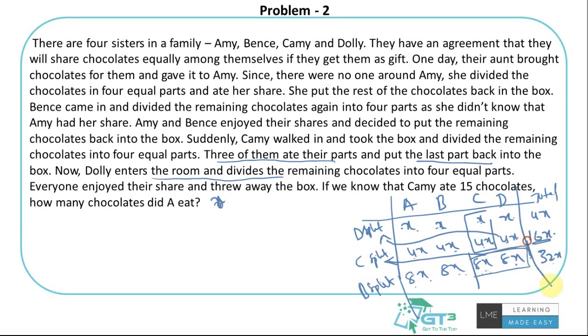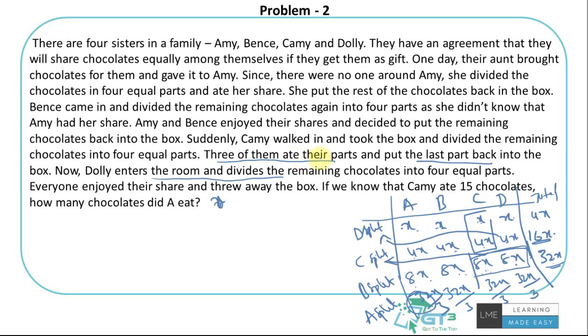Now, what happened when A split? What would A have done? See, A basically had some chocolates given by her aunt. She split them into 4 parts. She ate her part, and the remaining 3 parts together should be equal to 32X. Is this clear? 32X by 3, 32X by 3, 32X by 3, and she would have also eaten 32X by 3.